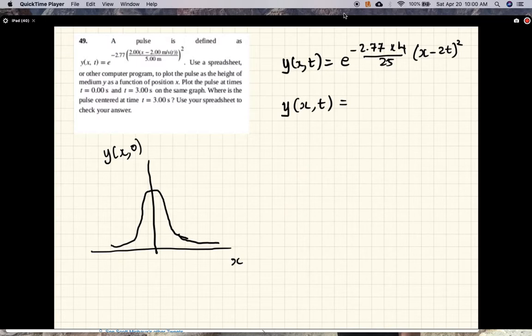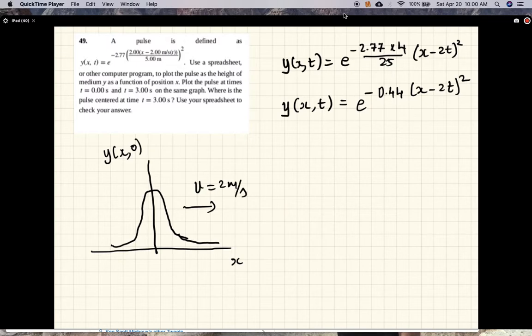2.77 times 4 divided by 25 is 0.44. That's it. E to the power of minus 0.44 (x minus 2t) squared. So what this is telling us is the velocity of the pulse is 2 meters per second. The negative sign is telling us the pulse is moving to the right. So this pulse is moving at velocity 2 meters per second to the right.